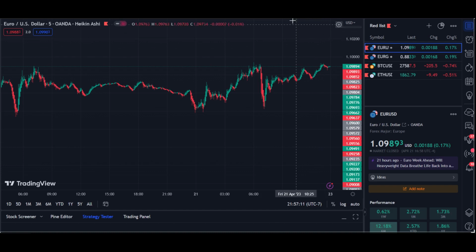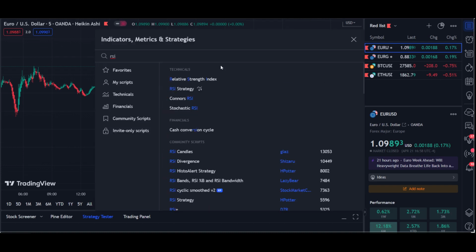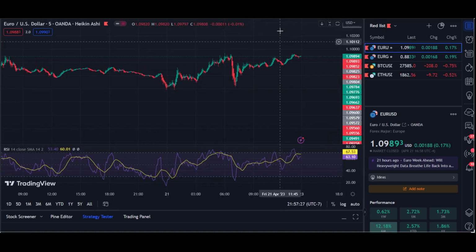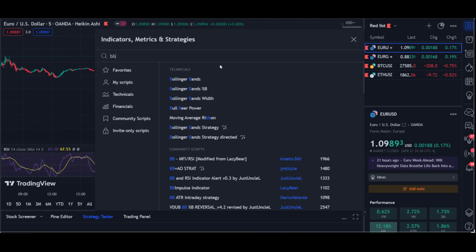So the first thing you're going to do is go up here and click on indicators. First indicator we're going to use is the RSI, and click on it, and we're just going to leave the RSI how it is. The next two indicators that we will use are the Bollinger Bands. You just type in BB, and you're going to click on it twice.